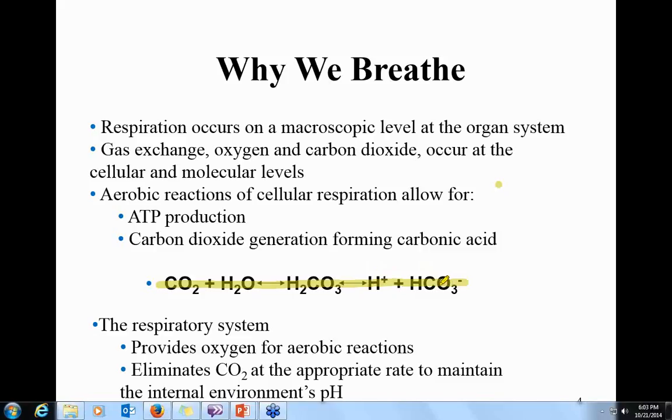Now, again, I've said that bicarbonate is how CO2 is transported in the blood. But notice we're talking about acids, which carbonic acid is, and we're also talking about bases. So another function of the respiratory system is to help maintain the internal pH of the environment. And that's done via this equation right here. And we'll talk more about this equation momentarily.